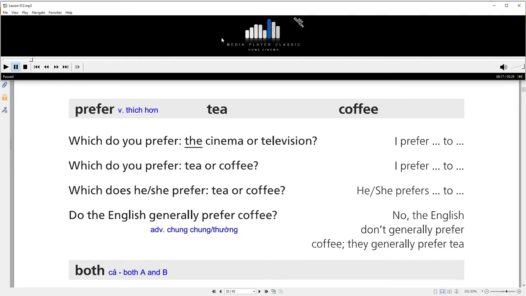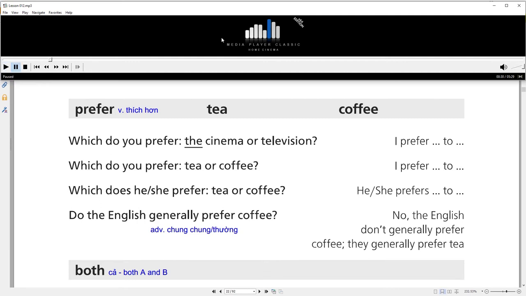Prefer. Tea. Coffee. Which do you prefer? The cinema or television? I prefer the cinema to television.